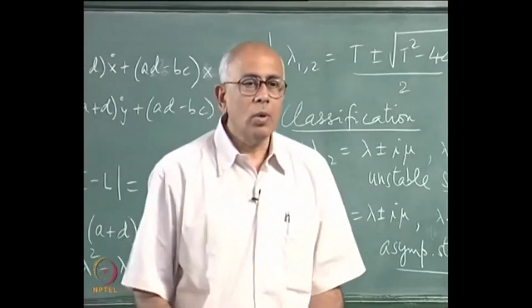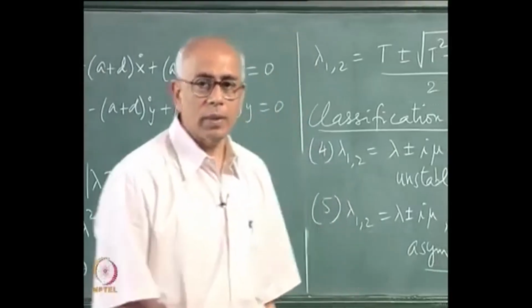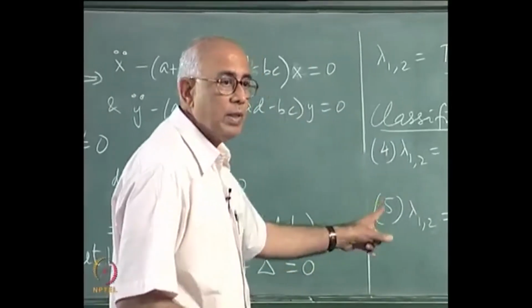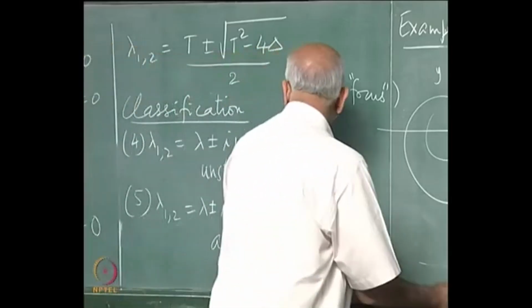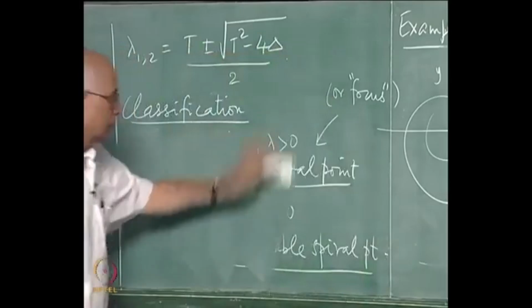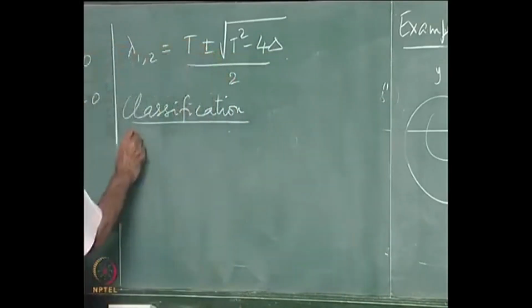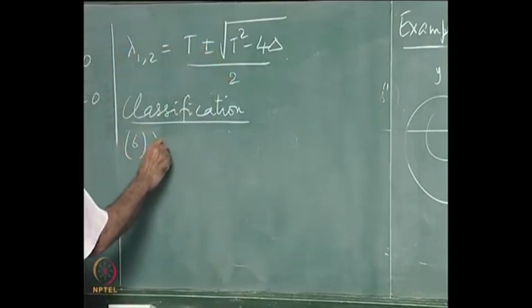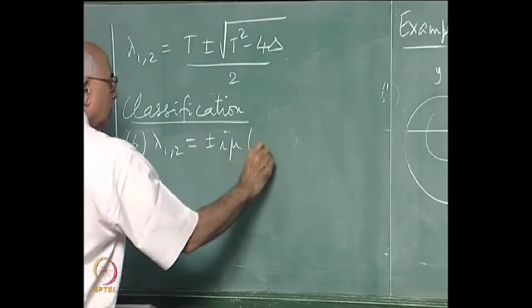Both the eigenvalues are pure imaginary, they form a pure imaginary complex conjugate pair. So lambda could be 0 and yet determinant L is not 0 because the eigenvalues are plus or minus i mu. Then that is the final case. Let's write that down. Case 6: lambda 1, 2 equal to plus or minus i mu, where mu is a real number.